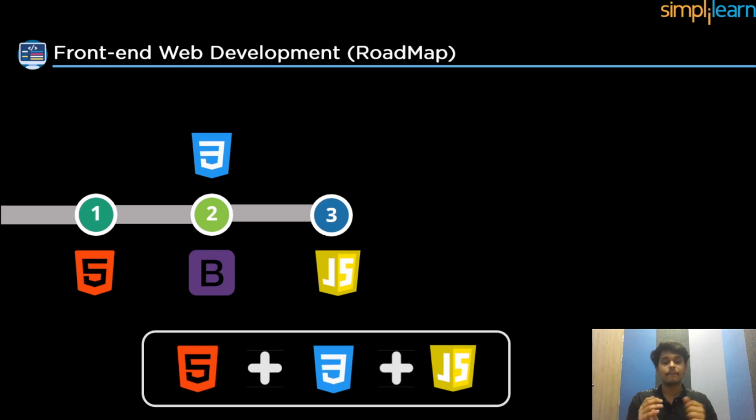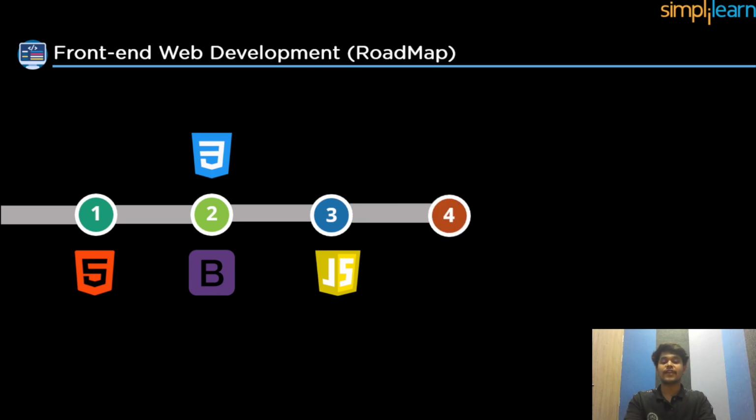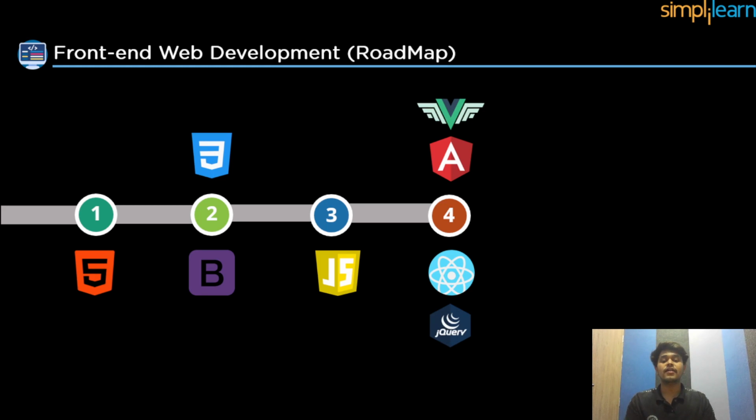But we'll suggest you some more technologies. JavaScript frameworks like React, Angular, Vue, and jQuery are also used for front-end web development. You can learn any of these frameworks or all. It depends on your requirements. We suggest you go for React as React is the most widely used JavaScript framework today. However, professional developers prefer Vue because of its ease of use. So these are all the technologies basically required for front-end web development.